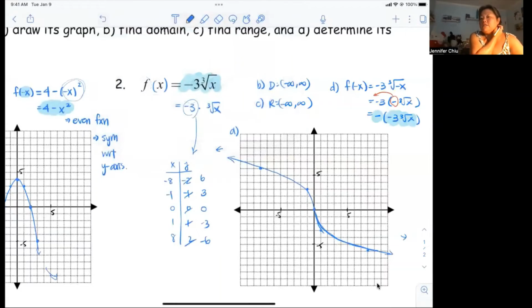So that's what odd function means. You get the original function and you're able to factor out a negative on the outside. So this is an odd function, which then tells me there's symmetry with respect to the origin. So that's the symmetry for this one, okay?